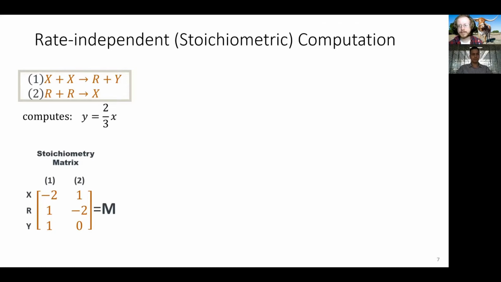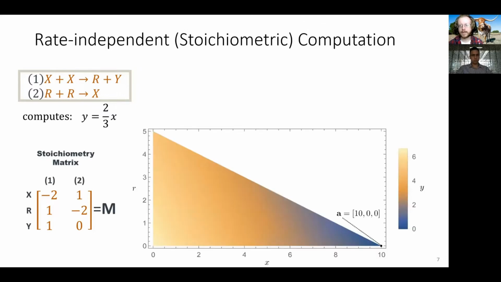Using this stoichiometry matrix, from some initial state, we can think about all the states that are reachable from that initial state while obeying stoichiometry and ignoring rates. So that set of states looks like this. I'll explain in a second how we fill this in and how we know what all of these states are. But first, I'd like to point out that the horizontal axis here is the concentration of species X. The vertical axis is the concentration of species R, and the concentration of species Y is the color gradient here. So this set of states is a plane. And the initial state here is just 10 copies of X.